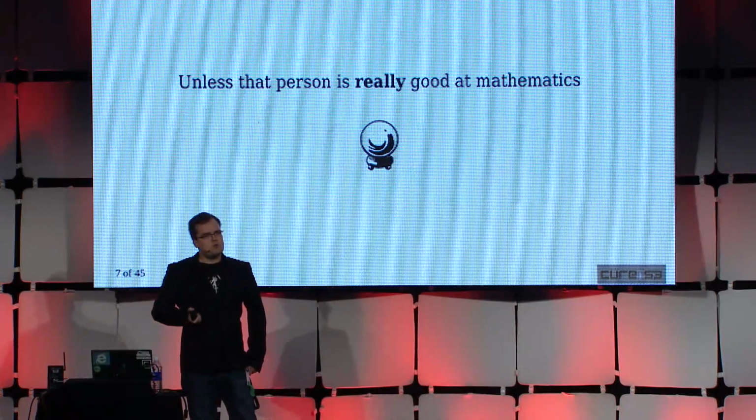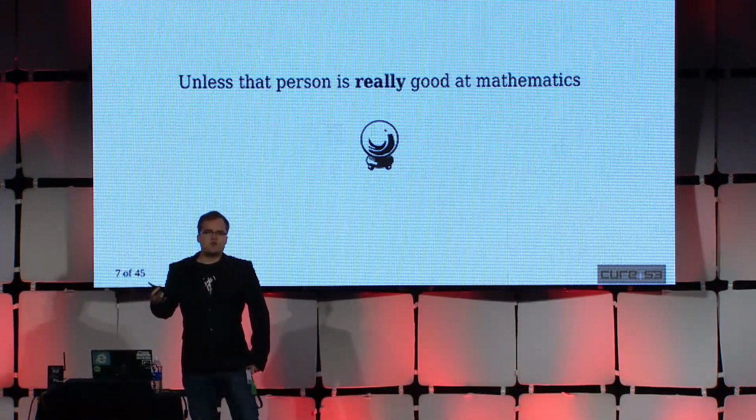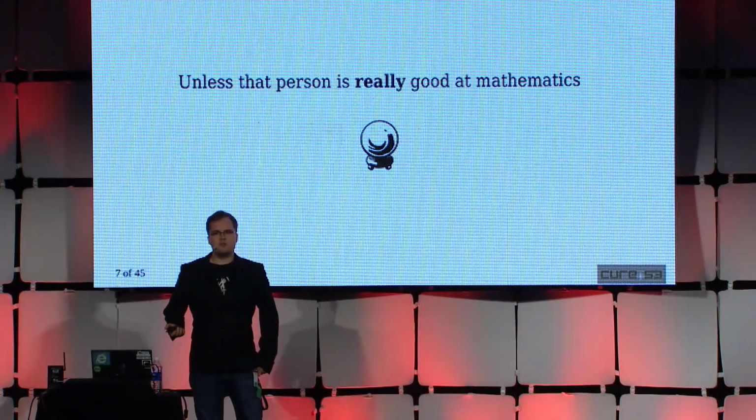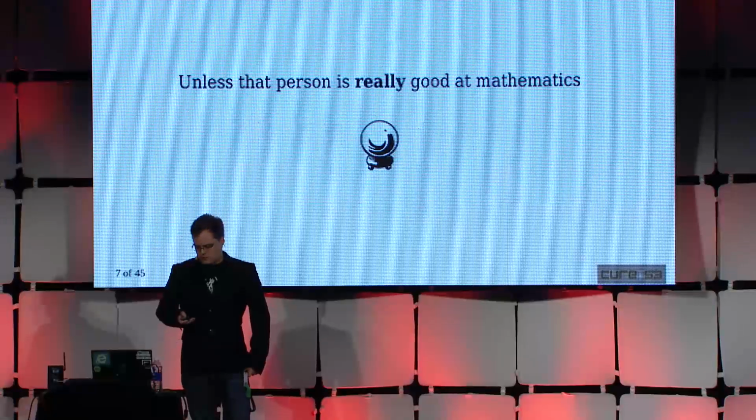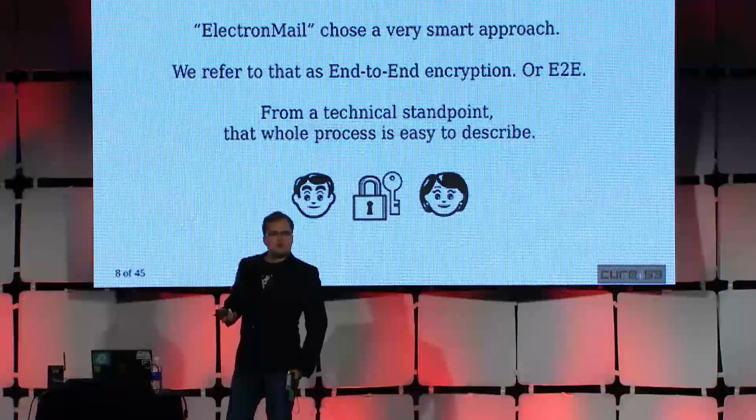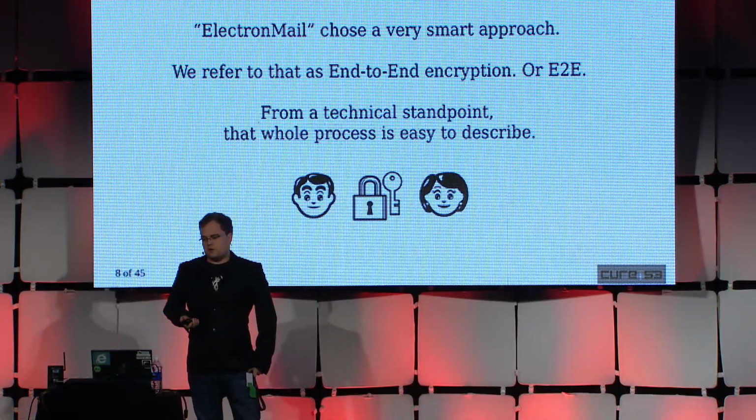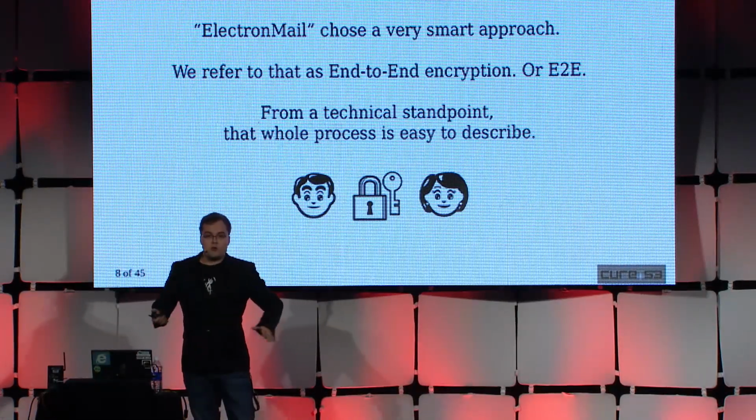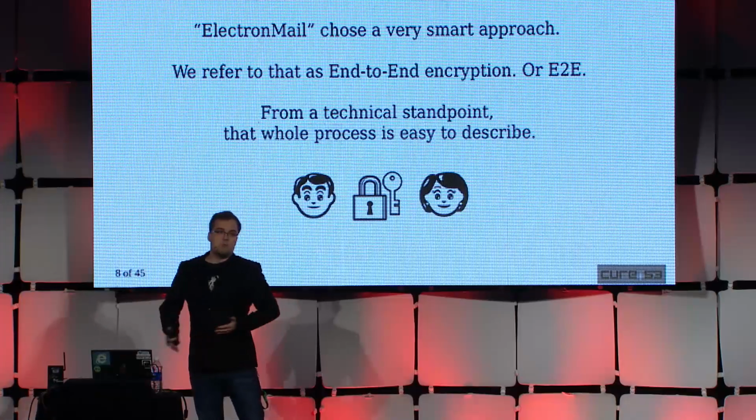I guess we all know the principle behind that, and the only way to actually crack the code and get access to those messages in plain text is pretty much if you're very, very, very good at mathematics. And the approach that is being chosen here is often referred to as end-to-end encryption. So Alice encrypts something, sends it out as encrypted text. Bob receives this, decrypts it, and then he can read it. And that's pretty awesome. He can even reply. So end-to-end, E2E, or however you want to call it. From a technical standpoint, that is very easy to explain.